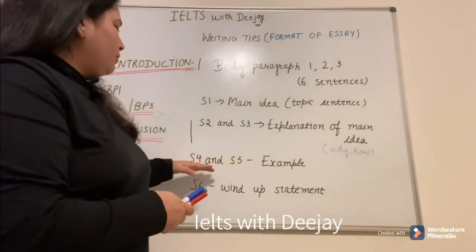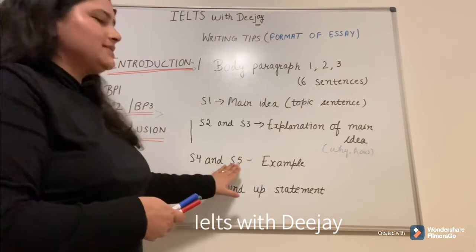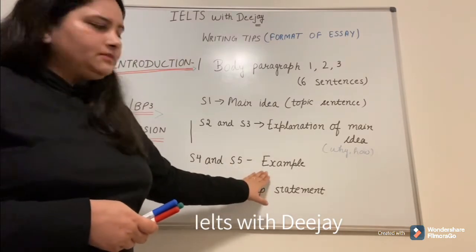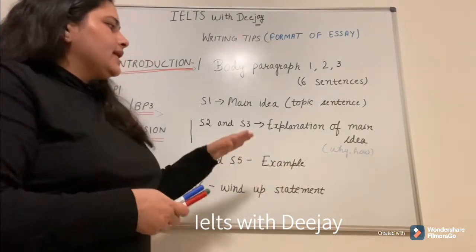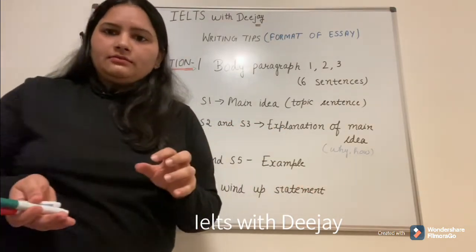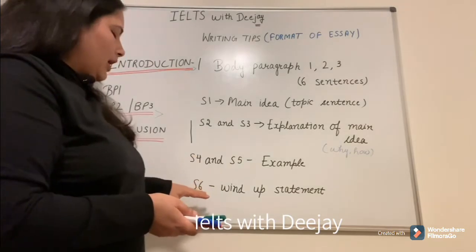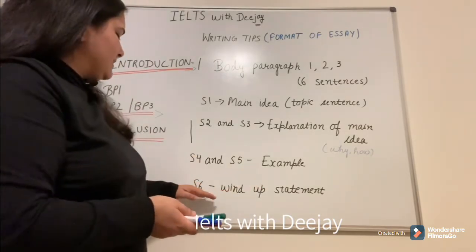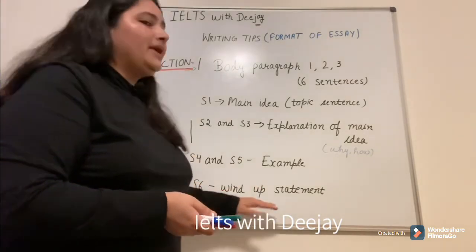After that, S4 and S5, sentence 4 and sentence 5, are for the example. We have to quote an example that shows that you are justifying your point. It can be anything. After that, we have sentence 6. That is a wind up statement.